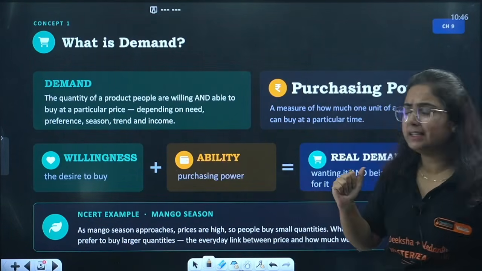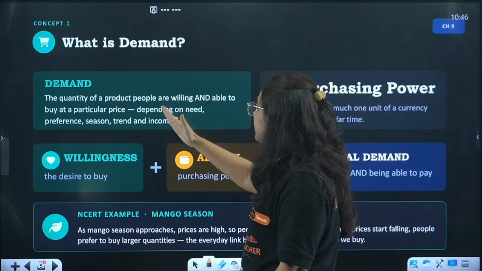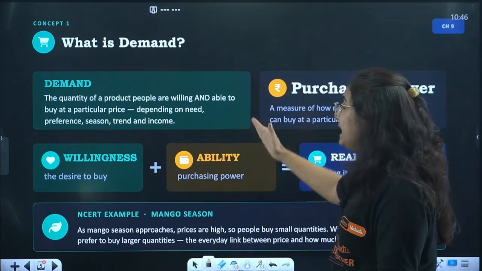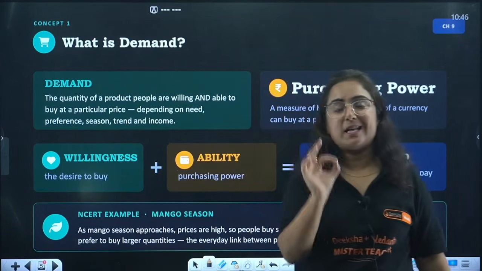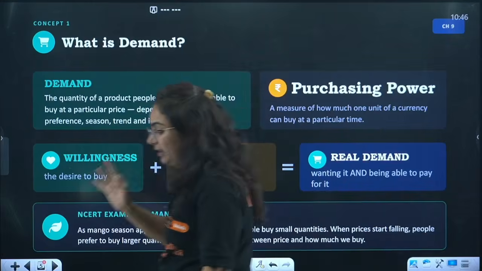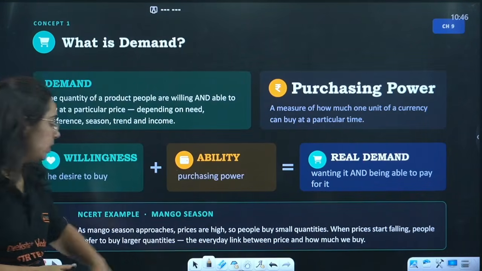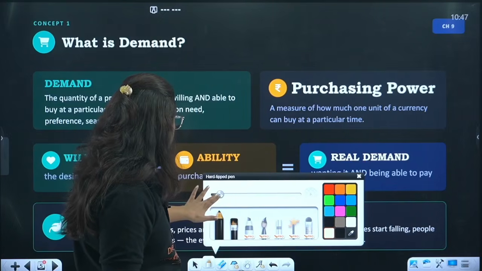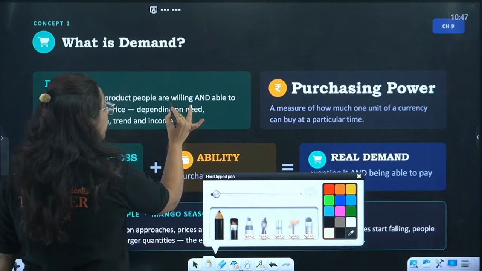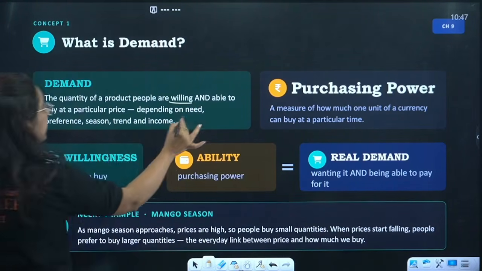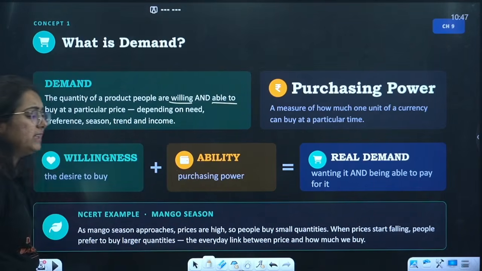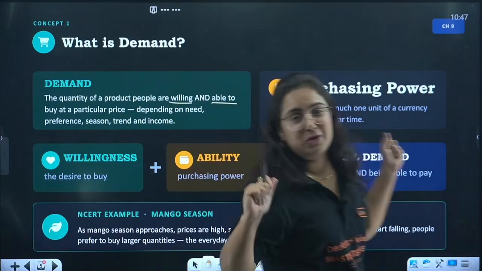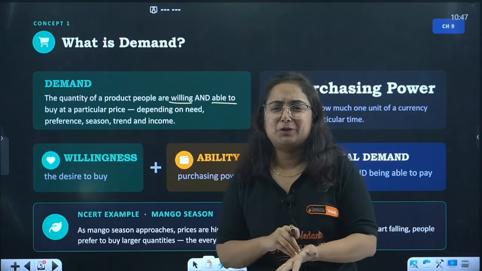What is demand basically? The quantity of product people are willing and able to buy at a particular price. There is a great difference between the two words written over here. What are they? Willing to buy and able to buy. Now I'll tell you one more example. I'm so much connecting this chapter to my life.